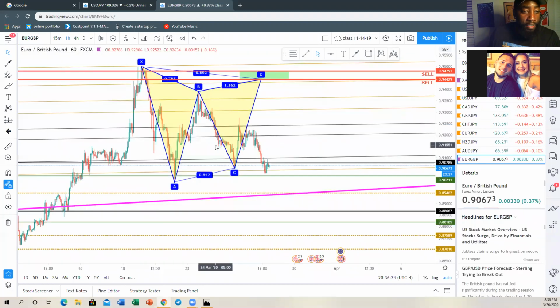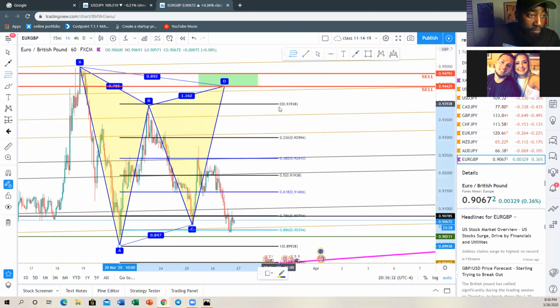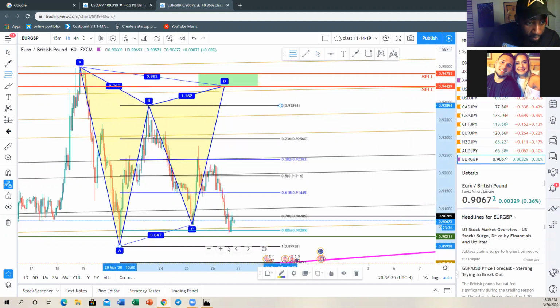Some of my charts are very ugly. This right here, still legit. I have to adjust my C, but this is still legit. If I pull my fib from A to B, price, look at that. Price was floating between 786 and 886 before. If you guys know what I'm talking about, look right here.